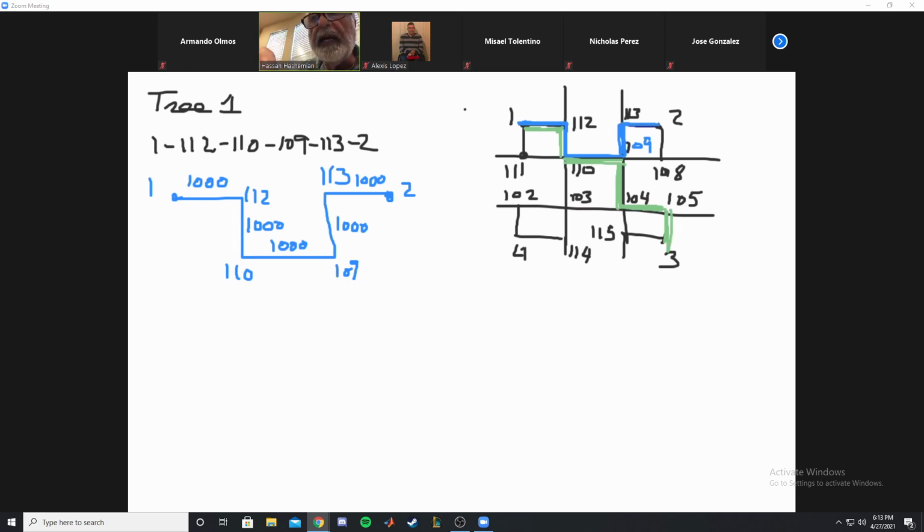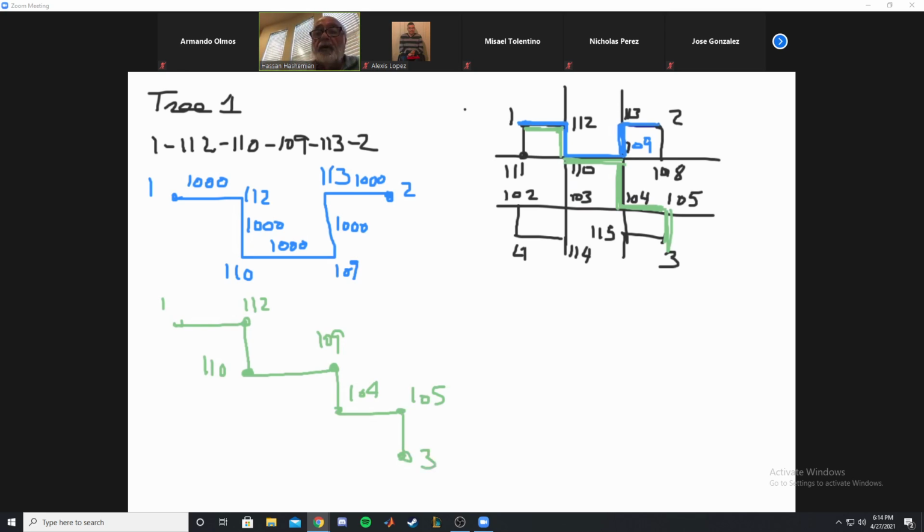If I draw that, from 1 I go to 112, then come down to 110 again, and then go across to 109, come down to 104, and then go to 105, and then go to 3.